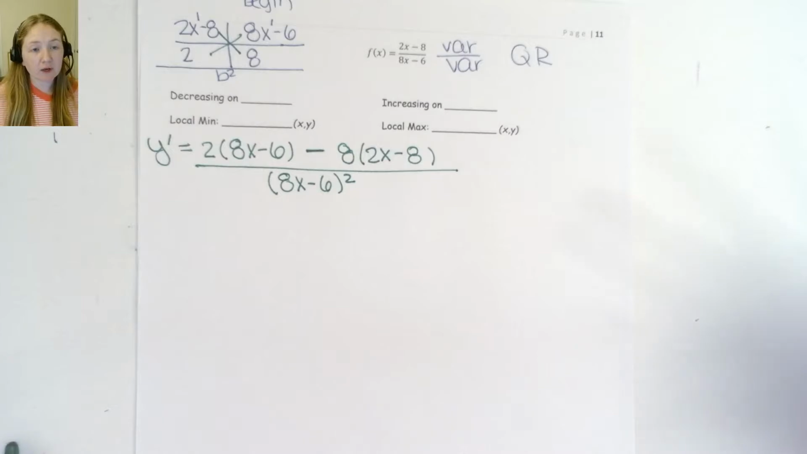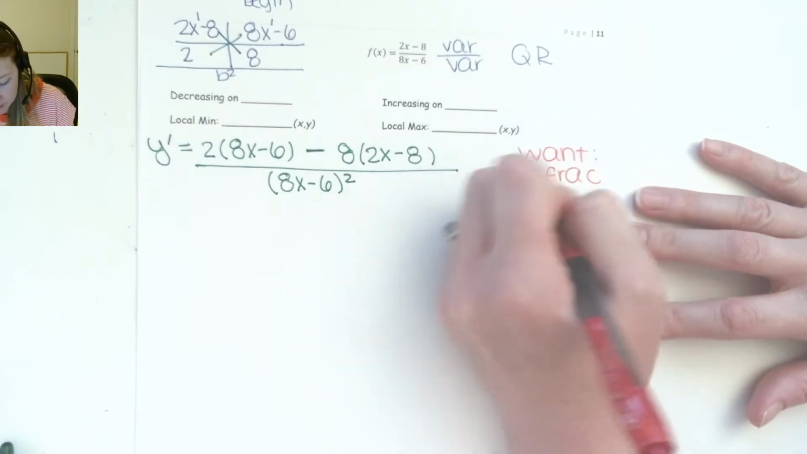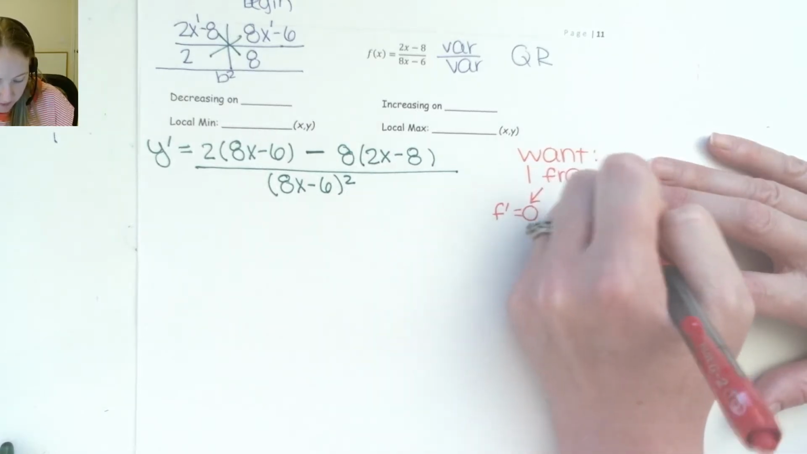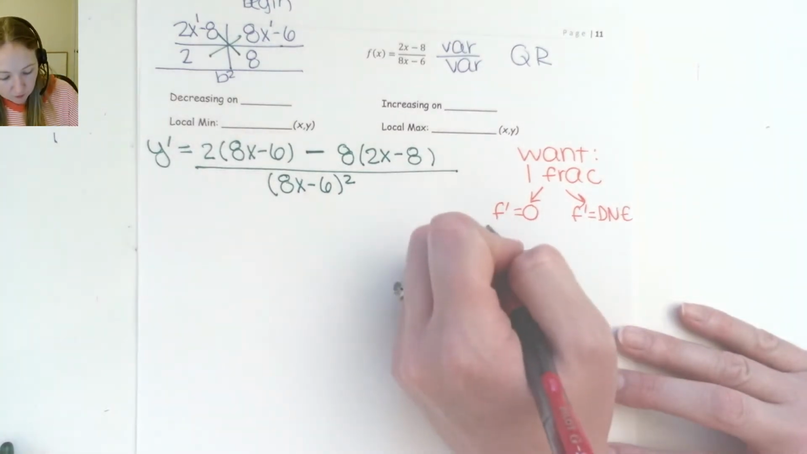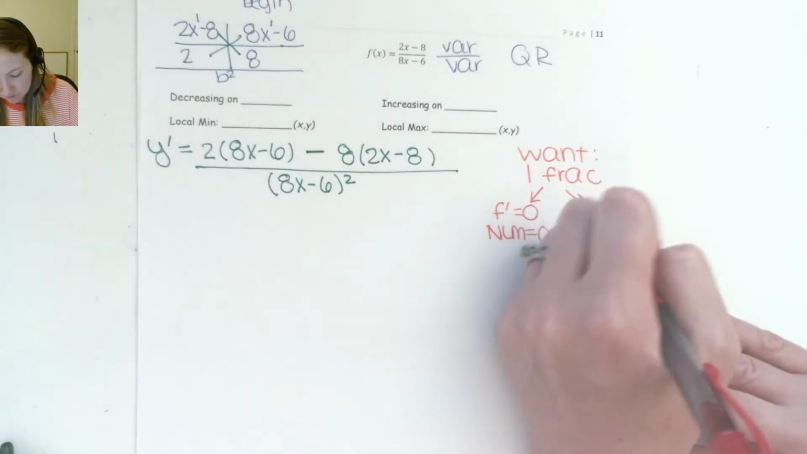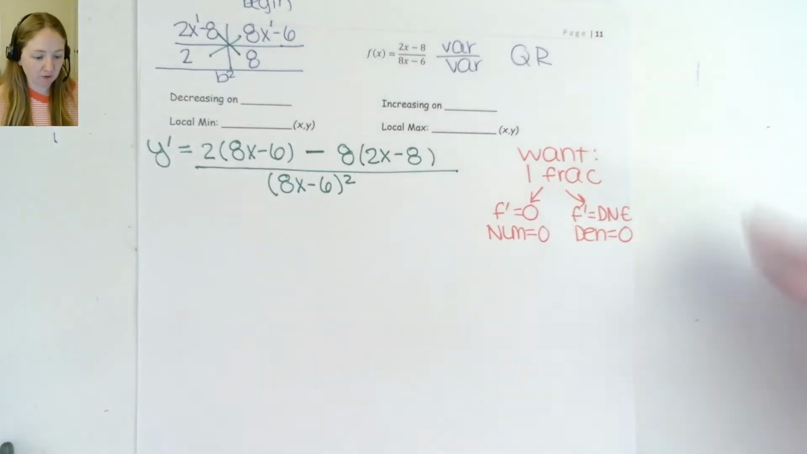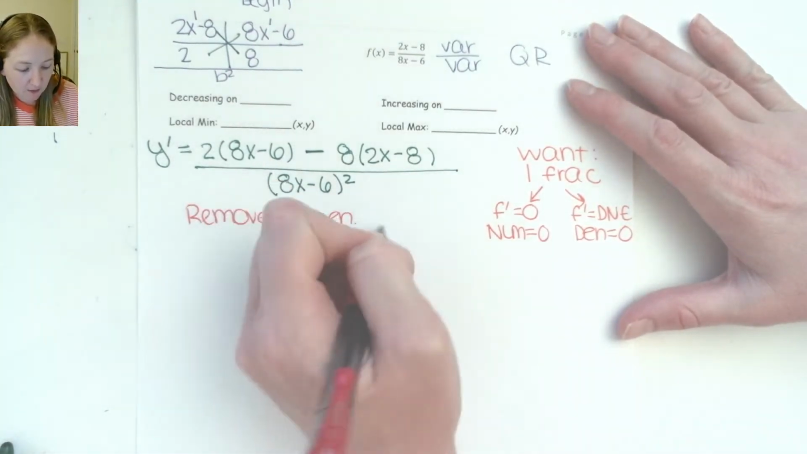Now, here we're trying to find where it's increasing and decreasing. That means that our goal is to get one fraction, because we ultimately want to set the derivative equal to 0 and find where the derivative does not exist. In order to do that, we need one fraction, because remember, derivative equal to 0 is where the numerator is equal to 0, and derivative does not exist is where the denominator is equal to 0. So here the simplification is non-negotiable. We must simplify this. And specifically, we will remove our parentheses in the numerator.